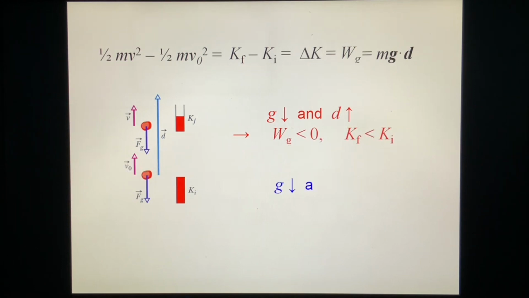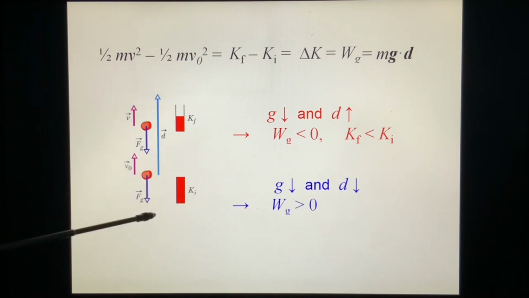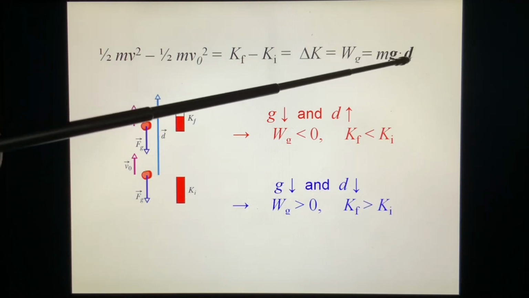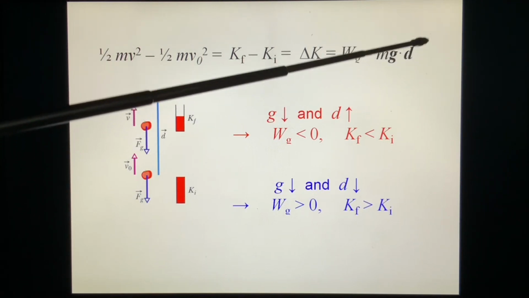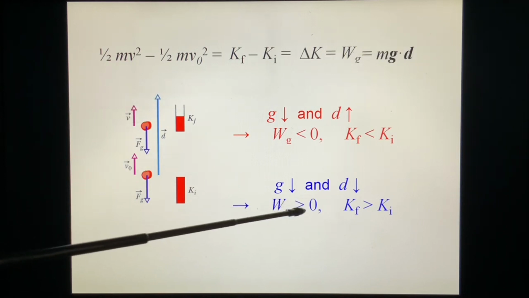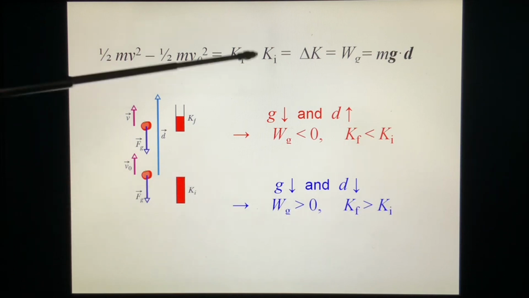On the other side, g is always down, and if the displacement is downward, they are in the same direction. The angle between them is 0, and cosine 0 is 1. So in this case, the work done by the gravitational force is a positive number, and the final kinetic energy is larger than the initial kinetic energy.